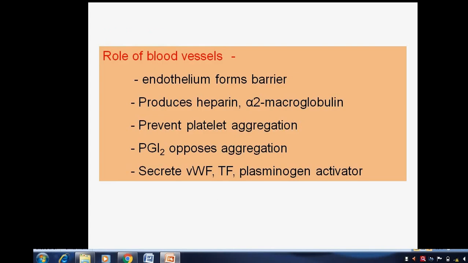Lastly, the role of blood vessels: the endothelium forms a barrier, produces heparin and alpha 2 macroglobulin, and prevents platelet aggregation. Prostaglandin, that is PGI2, opposes aggregation, and the endothelium secretes von Willebrand factor (VWF), tissue factor (TF), plasminogen activator, etc. These are the important roles of blood vessels in the process of blood coagulation.